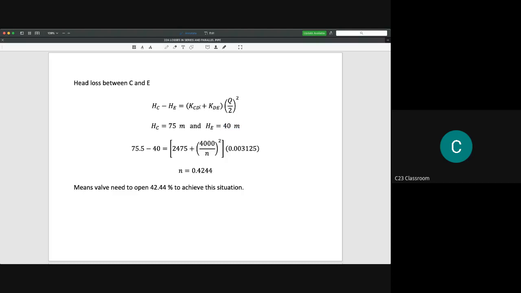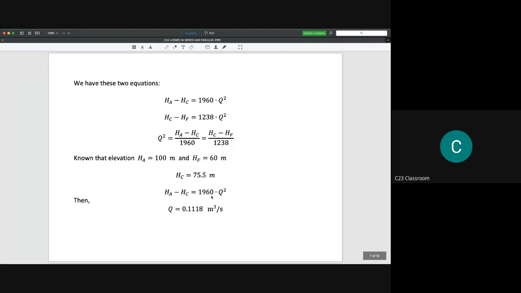So the K here, KCD is 2,475 and KDE is 4,000, over N to the power of 2. And then we already know the value of Q from our previous calculation. So we substitute in these terms, and then we get N is 0.4244. So it means that the valve needs to be open 42.44% to achieve this situation.